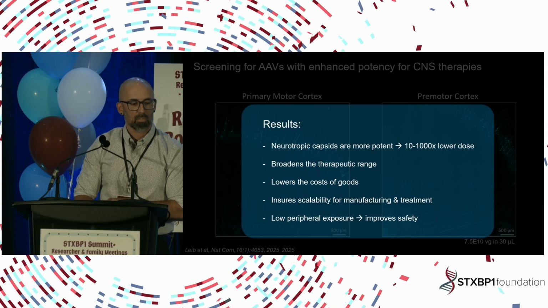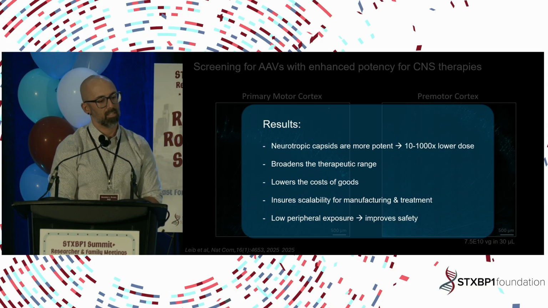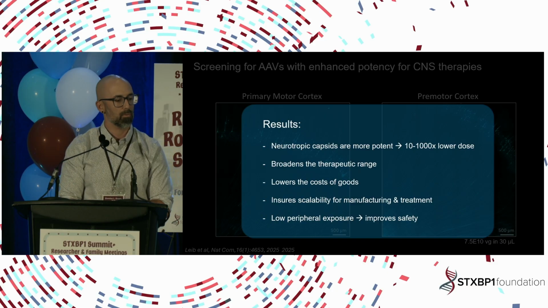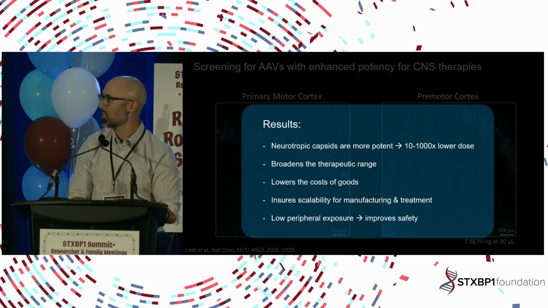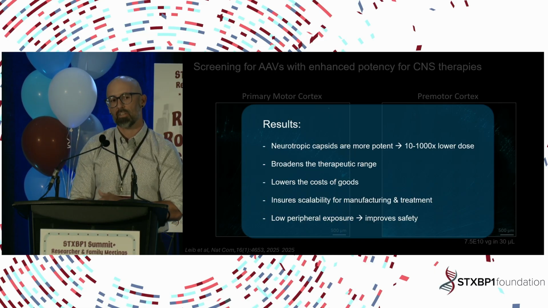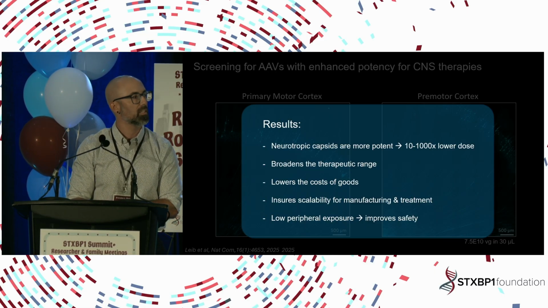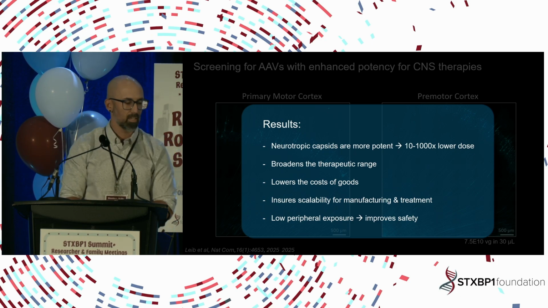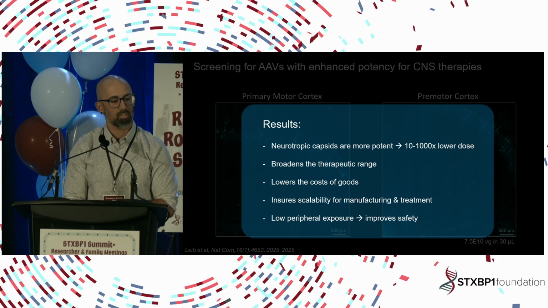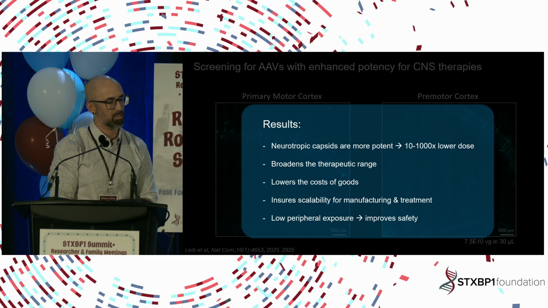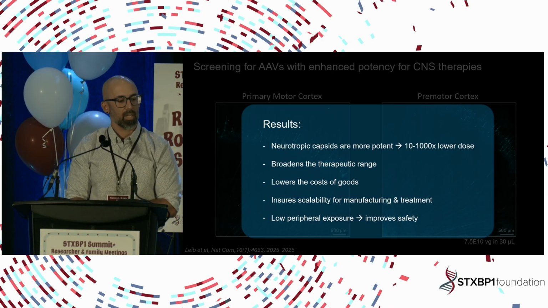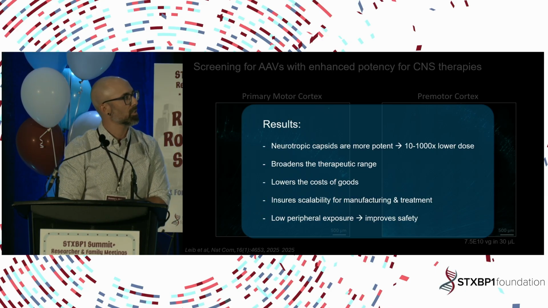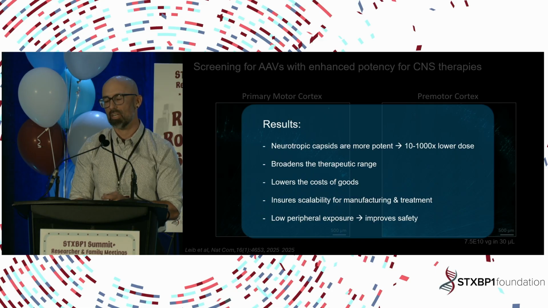Take-homes from our capsid development are that these neurotropic capsids are far more potent. We're at 10 to 1,000 times lower doses to hit the target cells. This broadens our therapeutic range so that if we do need to deliver more virus to have efficacy, we can do that hopefully safely. This lowers the cost of goods, ensures that we can scale this to treat patients hopefully, and also lowers peripheral exposure, improving safety because we are going directly into the brain.